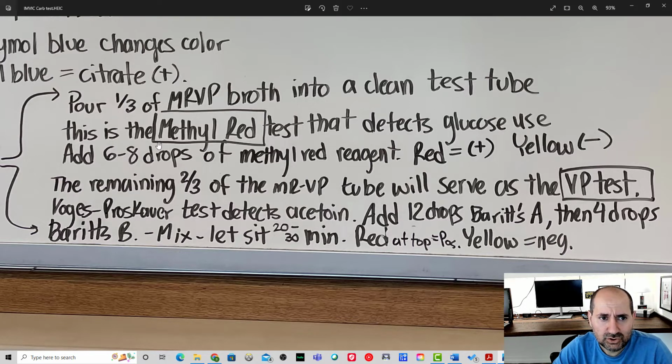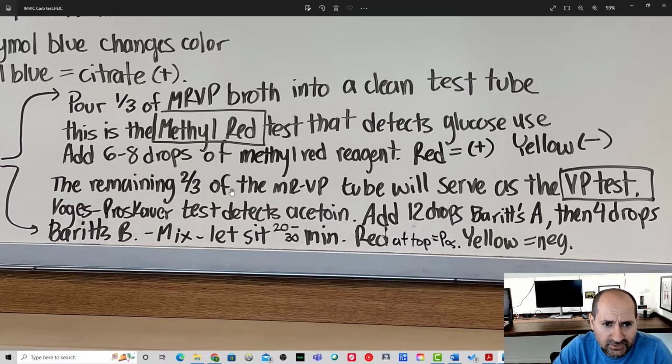So again, you should know that the methyl red test checks for glucose use with mixed acid fermentation. You should know that the reagent is called the methyl red reagent, and you should know that a red color change is a positive result.